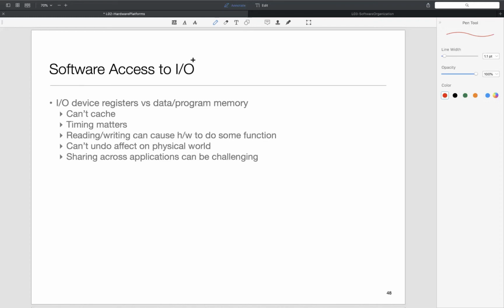But that doesn't work for IO. I cannot cache the IO, right? Because if I have to write a piece of data to, let's say, a digital to analog converter, it does me no good if I write it to the cache and it doesn't make it to the device. So IO devices do differ in this regard. Timing matters. When I write, oftentimes these devices may say, you write and then the next write should happen within a certain time. That's not true for a data structure sitting in my main memory. I can write one field and then wait some time and write another field, and it's okay. But a lot of IO devices have timing constraints of this nature.